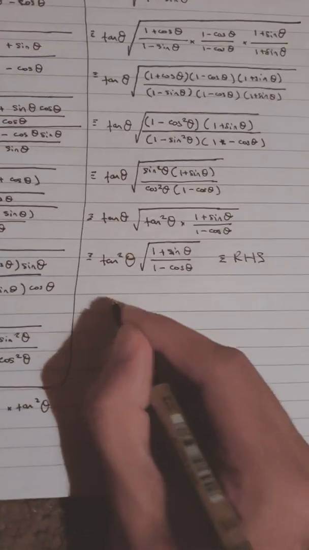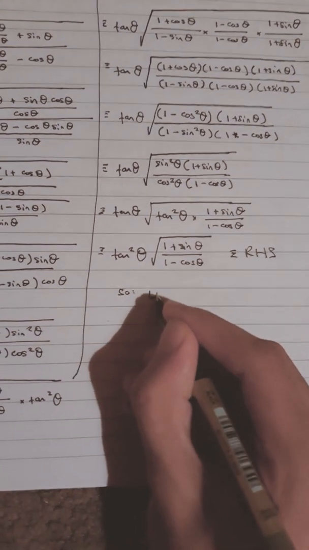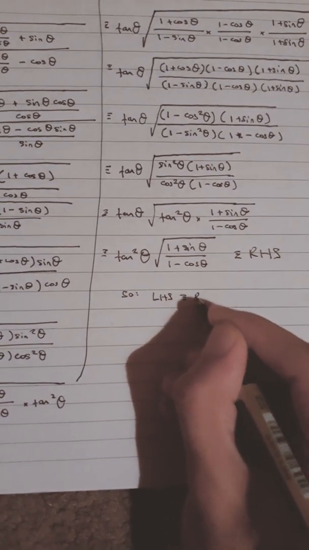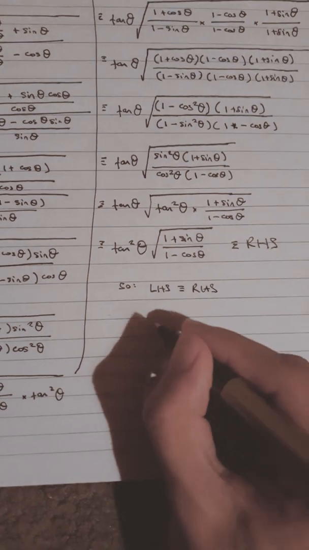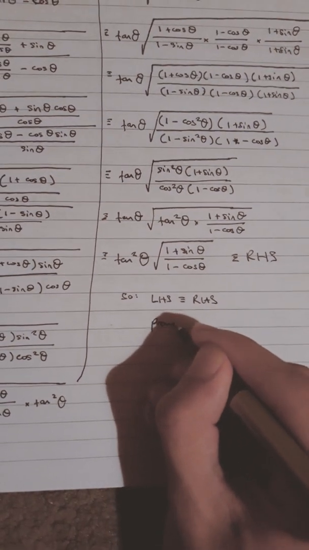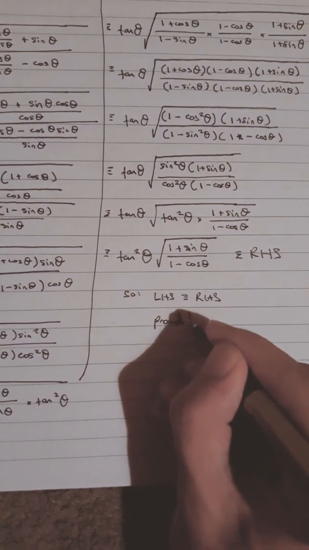And so we have shown that the left-hand side is equal to the right-hand side. So LHS is equal to RHS. So we have proven the thing proved. Yay.